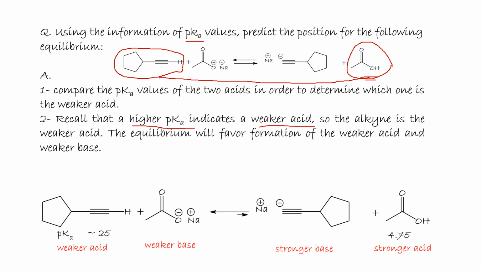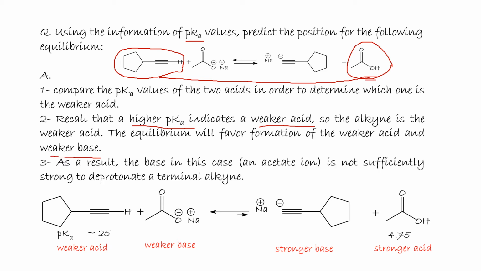The equilibrium will favor the formation of the weaker acid and weaker base. As a result, the base in this case, acetate, is not sufficiently strong to deprotonate the terminal alkyne. Here a pKa 25, here a pKa 4.75, so this will be the stronger acid and this will be the stronger base, and the equilibrium will shift to the left. Okay?